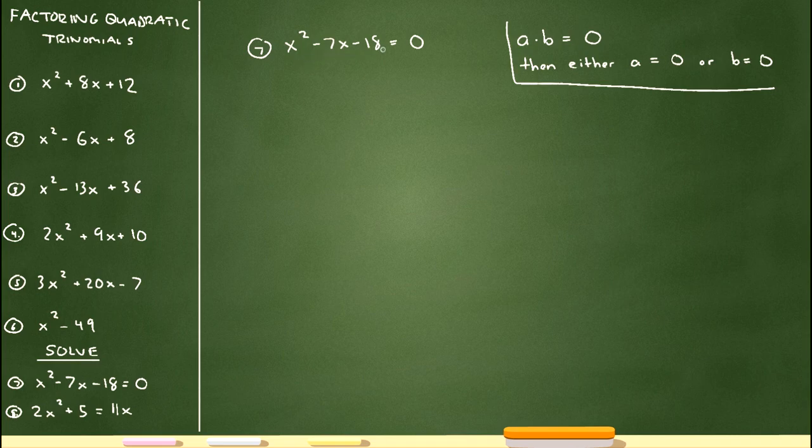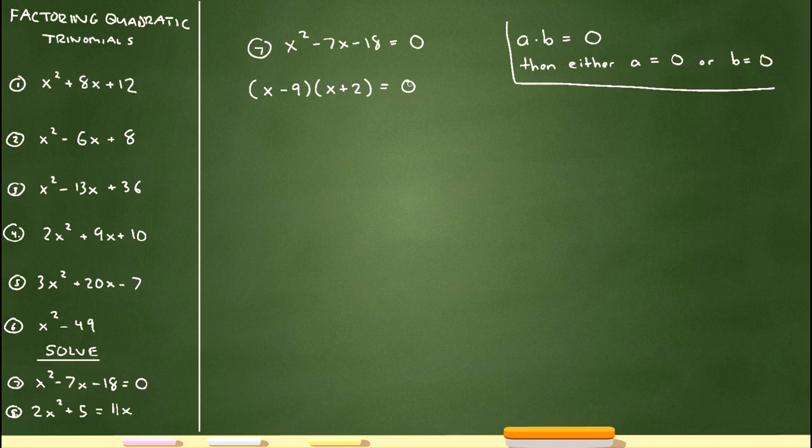So to factor this, let's try to do this in our head now. The factors of negative 18 that will sum to negative 7. Well, if we have x minus 9 and x plus 2, negative 9 and positive 2 will multiply to get negative 18, and negative 9 plus positive 2 will sum to get negative 7. So that looks like the correct factored form, and this is still equal to 0. So now we're going to apply this logic.